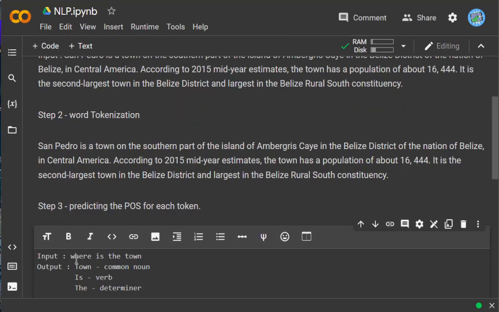To understand it, the process will look something like this. For example, if I input "where's the town", the output will be: town is a common noun, is is the verb, and the is the determiner. So this is how each word is associated with a respective part of speech, like town with noun, is with verb, and the with determiner, and so on. This is how it will classify the entire text into various tokens, and each token will be associated with a POS.